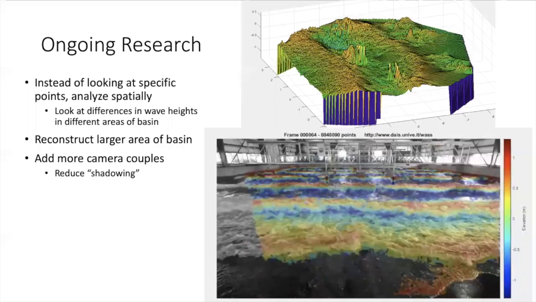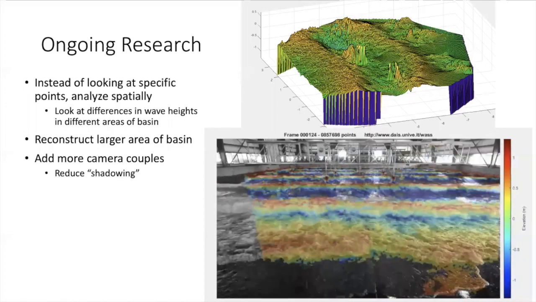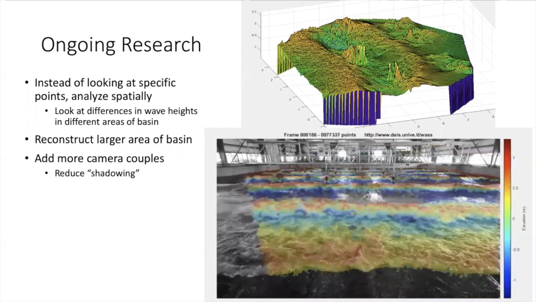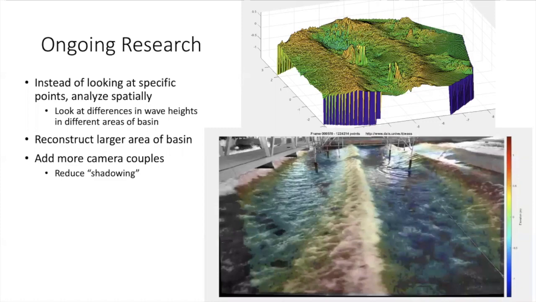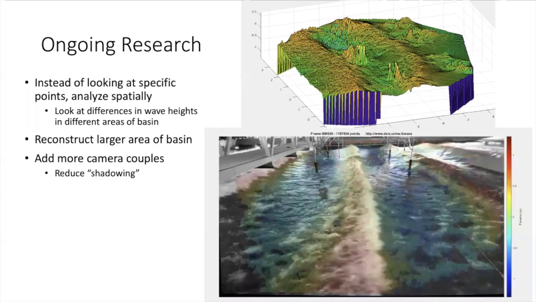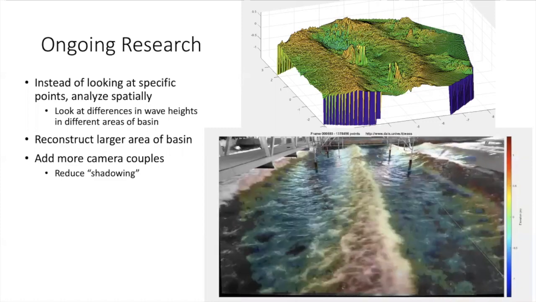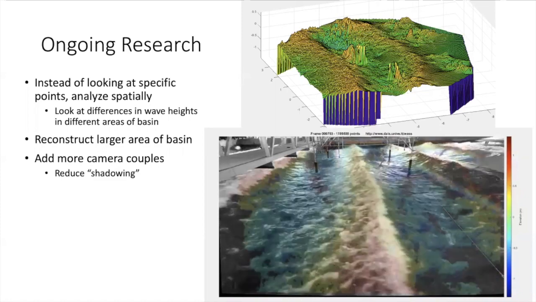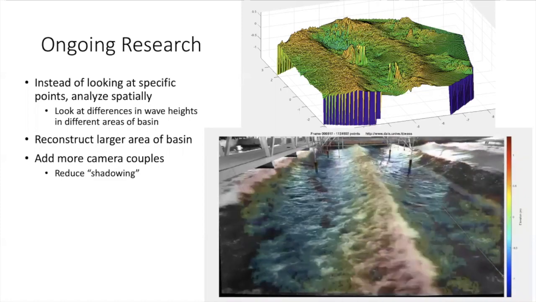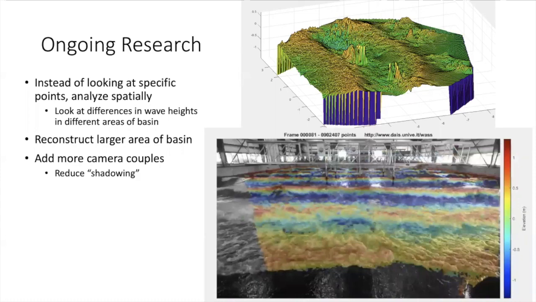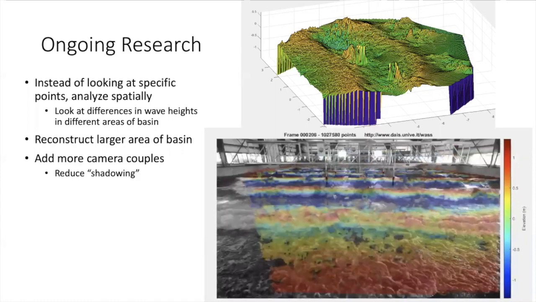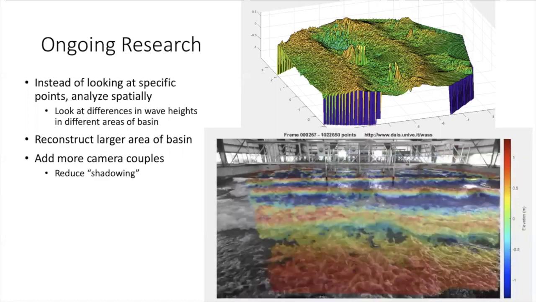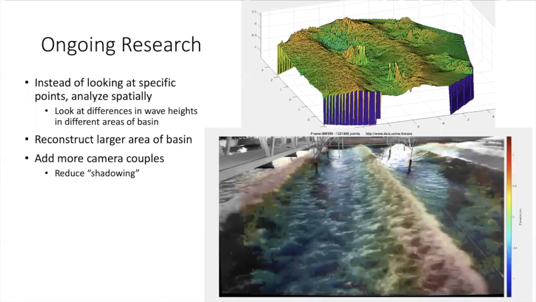Moving forward, instead of looking at specific points in the stereo data, we would like to analyze it spatially. The advantage this data set has is that it shows the entire 3D profile of what's going on with the water surface instead of just points. So we'd like to utilize that and analyze it in a spatial way that can be used in future research projects at the wave basin.